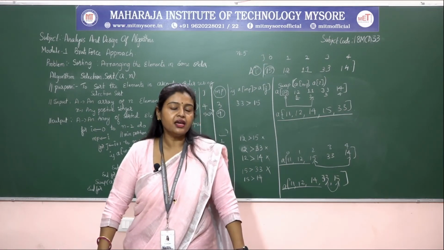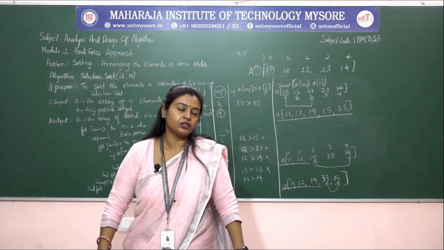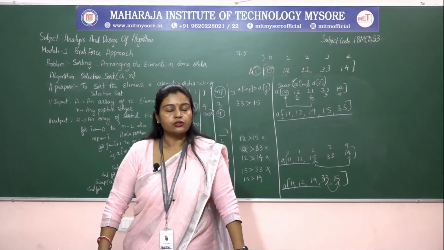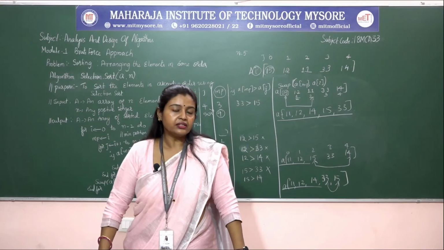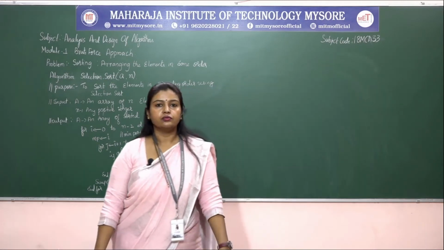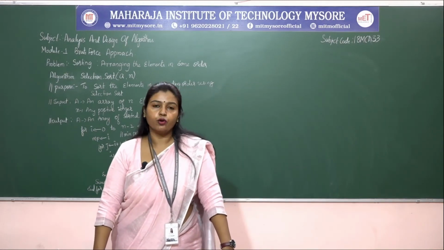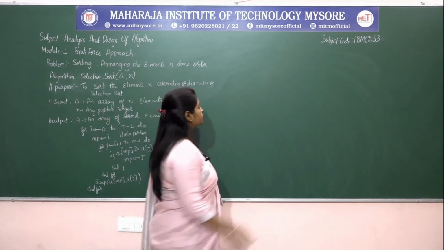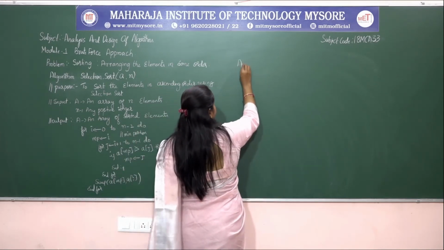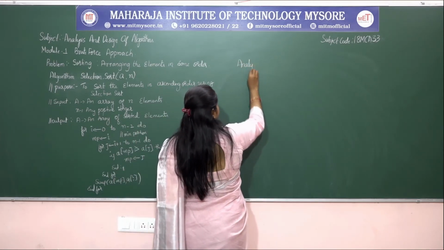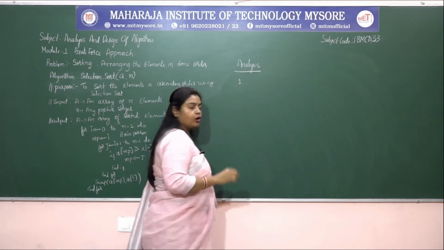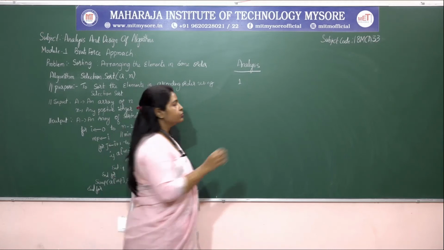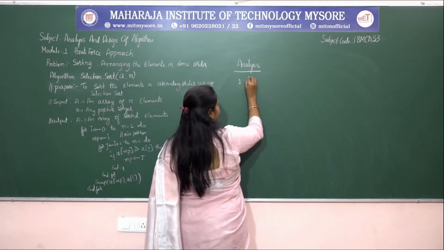Next, let us see how to do the analysis for this selection sort, that is the time efficiency. So let us calculate the time efficiency for the selection sort. In order to do the analysis, what is the first step? The first step is we need to identify the parameters.